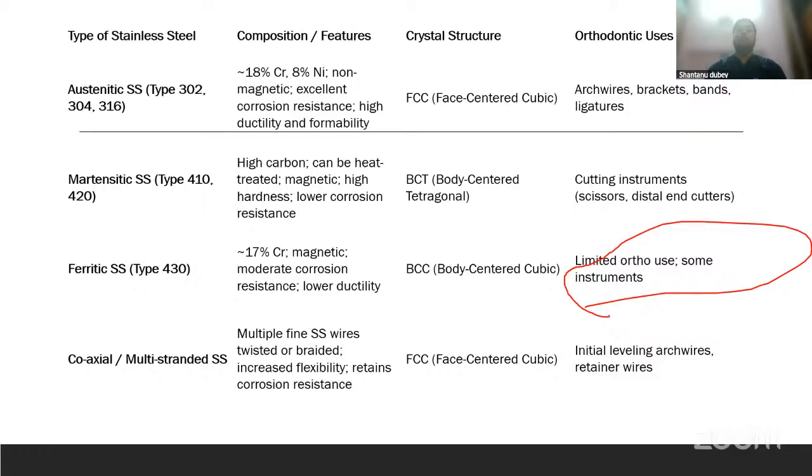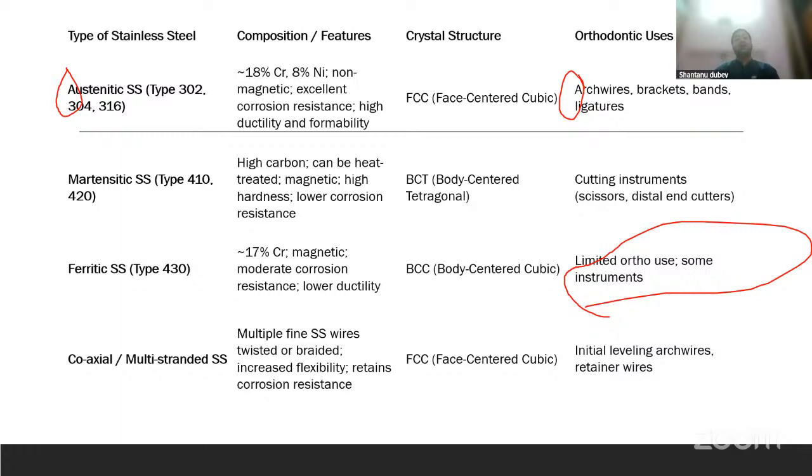So A for austenitic, I want you to remember that it is used in arch wires. So A for austenitic, A for arch wire. And A for arm. Arm means common. It's very common. It's most commonly used. So austenitic stainless steel is the most commonly used stainless steel. It is found in arch wires, brackets, bands, ligatures, so mostly austenitic.